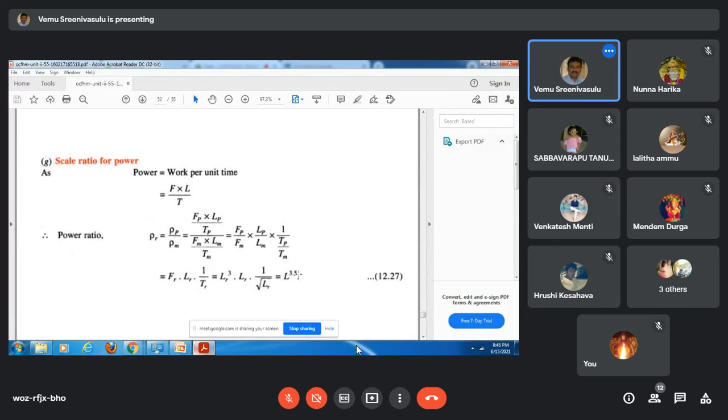So it means, if you want to calculate the power of the model, how do you calculate? Power of model is equal to power of prototype divided by LR to the power of 3.5. Okay, so then you will get the model.